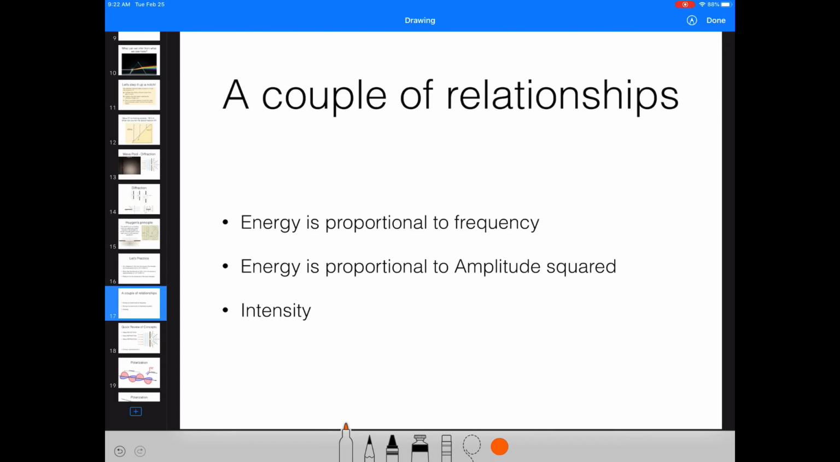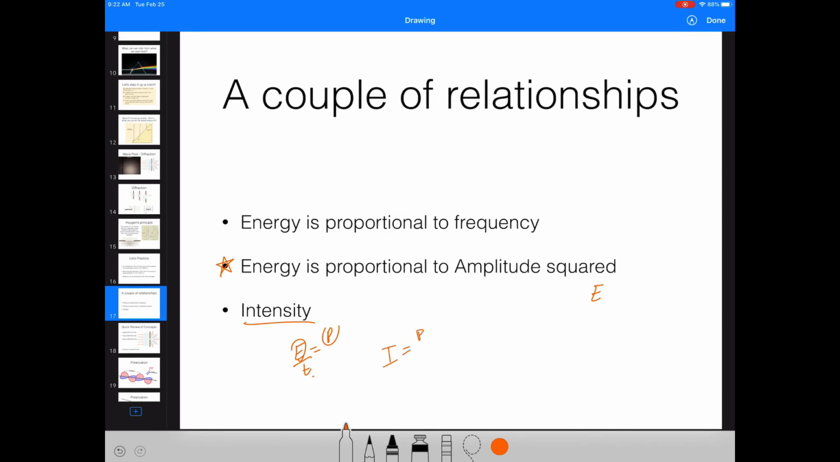There are a couple of relationships that you need to know. One is the amplitude one, which I was hoping we would get to on the previous slide, but we'll talk about it now. Energy is proportional to amplitude squared. Remember, power is energy over time, so all these relationships for energy will also relate to power and to intensity, because intensity is power over area. Power equals energy over time. So if energy doubles, power doubles, as long as time stays the same.